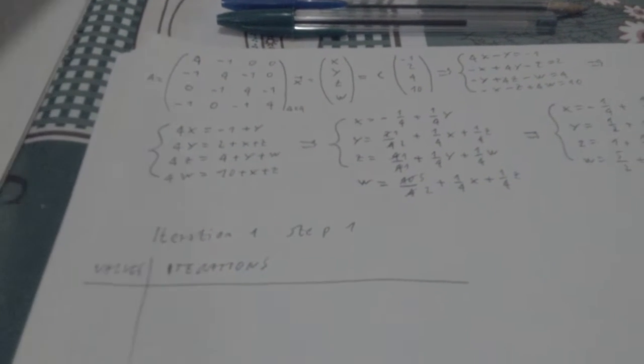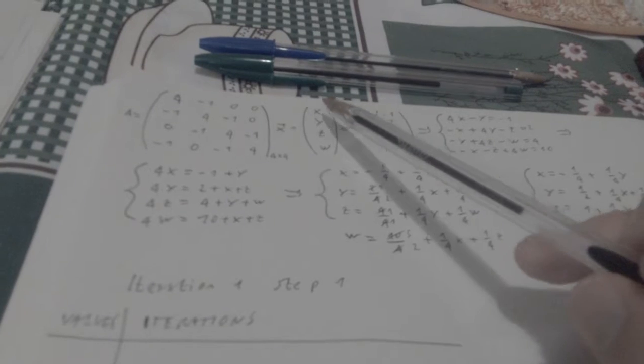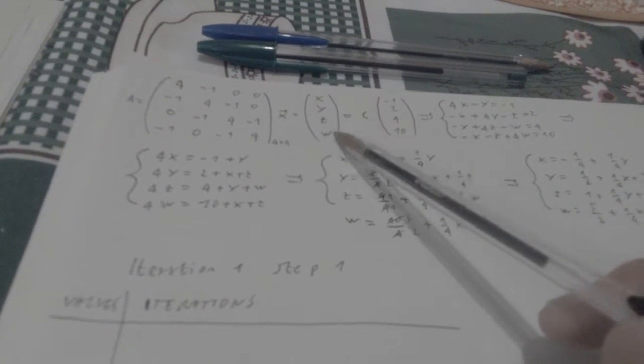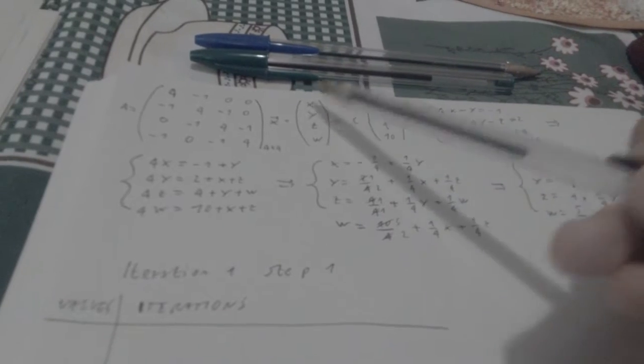What we're going to do here, you should be pretty familiar. We're going to pick some random points, and those are going to be our guess for x, y, z, and w. I'm going to choose 0, 0, 0, 0. So our guess is x equals 0, y equals 0, z equals 0, and w equals 0. You can choose anything you want as your initial guess, and it doesn't really matter, as I showed you in other videos as well.